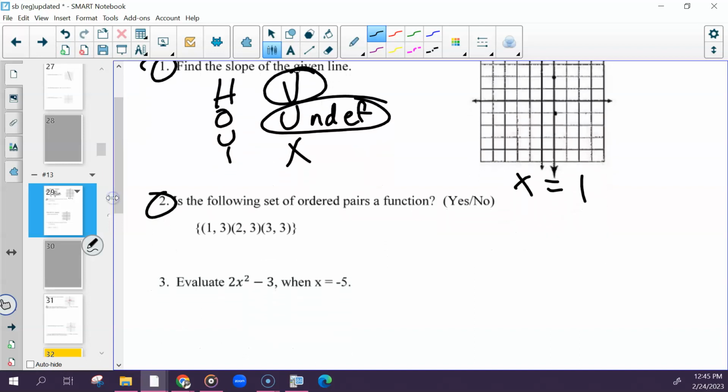For number 2, it's asking, do these ordered pairs make this a function? If any of your x's are repeated and had different y values, so like 1, 3, and 1, 2, then it would not be a function. Here we have different x values that go to the same y value, but that's okay. So this is a function. Questions on either of those?